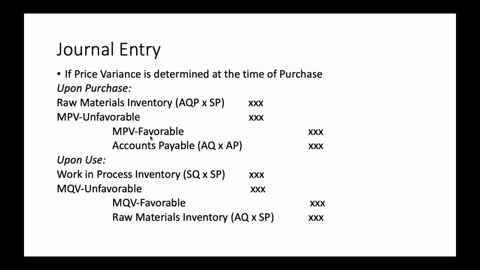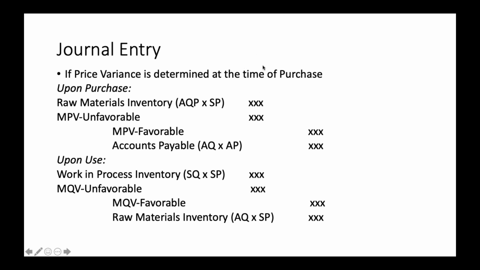Let us try to give some substitutions here so that we could better understand. Say the actual cost, using the actual price of our raw materials, is 10 pesos, while the standard price is only 9 pesos. So we have here an unfavorable material price variance.